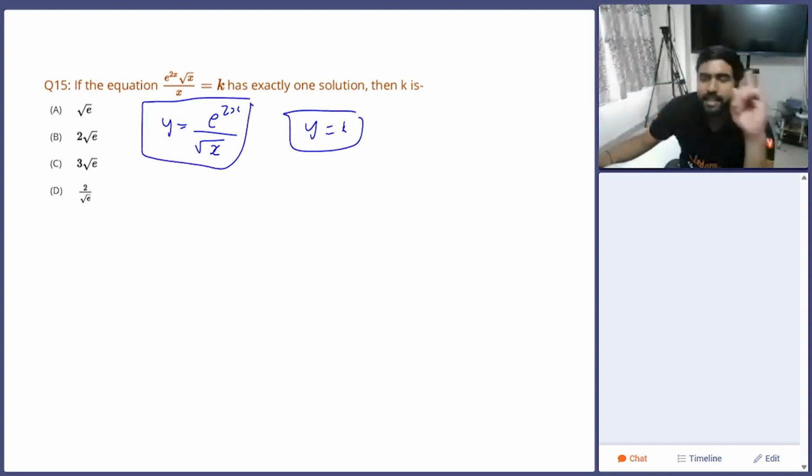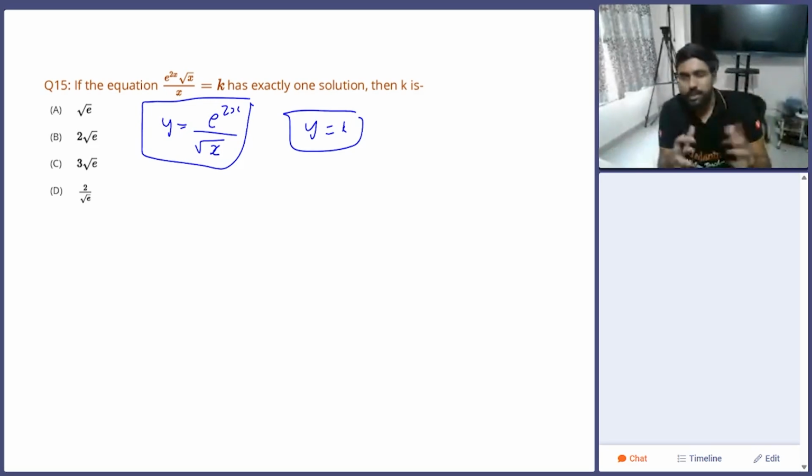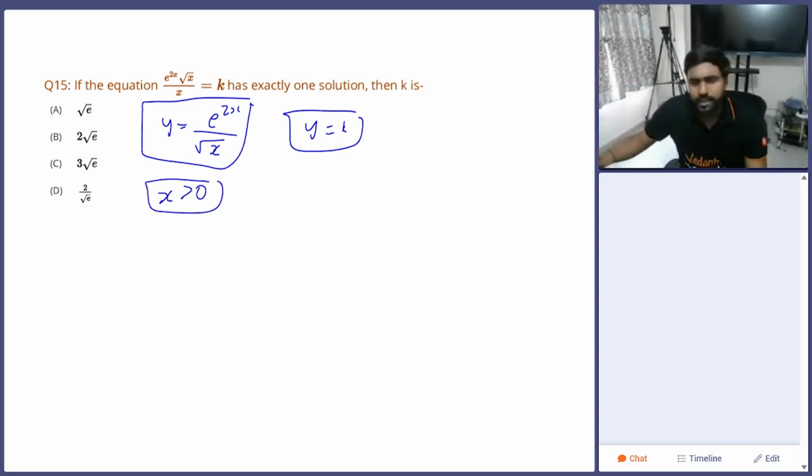You have been told that they have exactly one solution. I need a bit of the graph of this expression to get some idea. So first of all, this will be only defined for positive values of x. Well and good. Let's differentiate. Let's get the nature first of all.